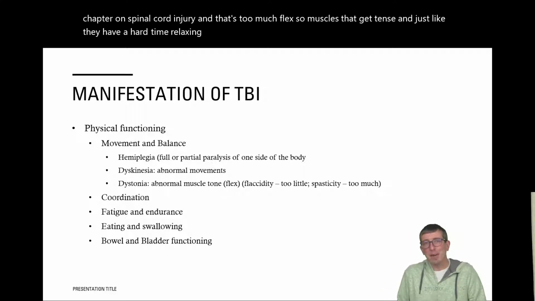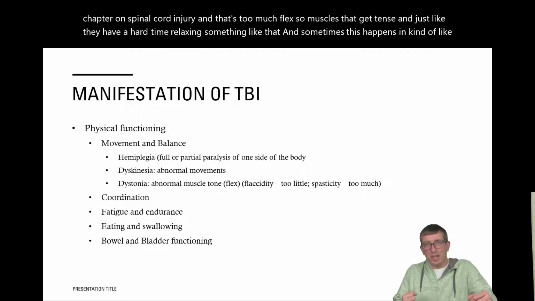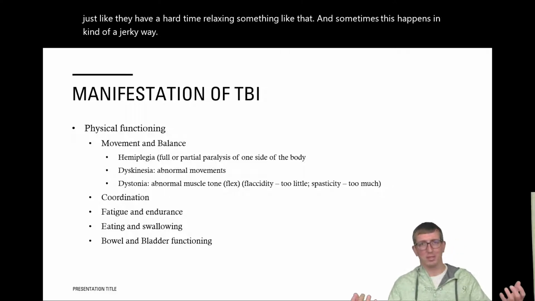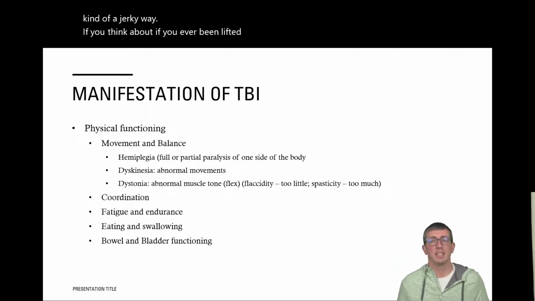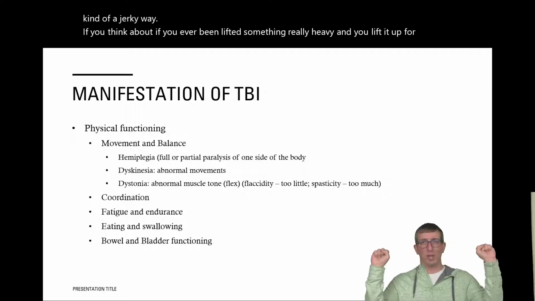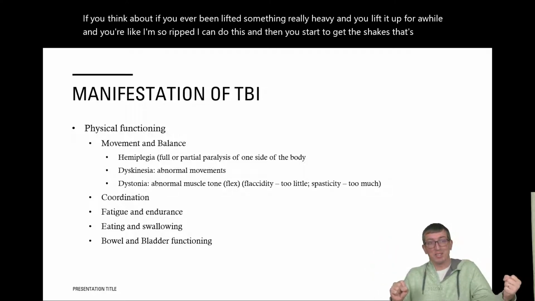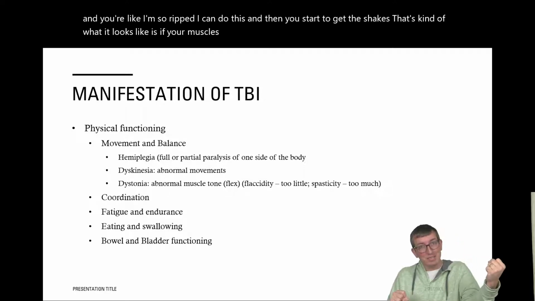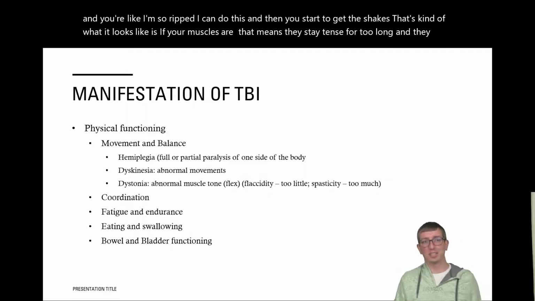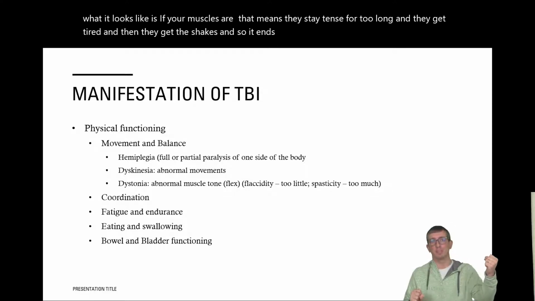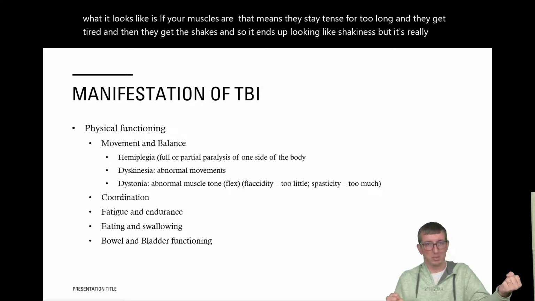And sometimes this happens in kind of a jerky way. Think about if you've ever lifted something really heavy and you lift it up for a while and you're like, yeah, I'm so ripped, I can do this, and then you start to get the shakes. That's kind of what it looks like, because if your muscles are spastic, that means they stay tense for too long and they get tired and then they get the shakes. So it ends up looking like shakiness, but it's really just spastic muscles from too much muscle tone.